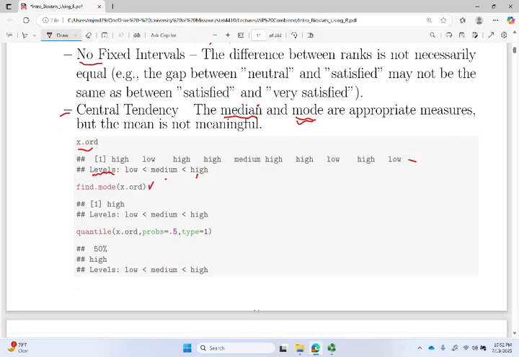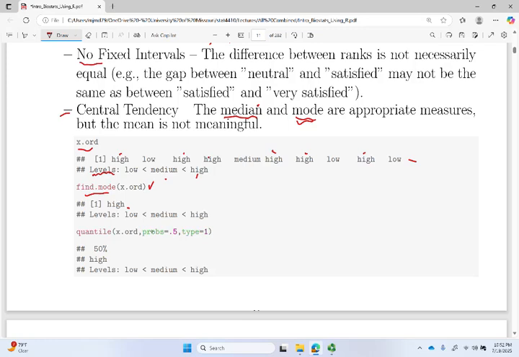We used the factor function, and this was the ordering that we specified. Now let's find the mode. This is the function that we created, and it says high occurs most. So 1, 2, 3, 4, 5, 6. Clearly, there's only 10 observations, so it's the mode.